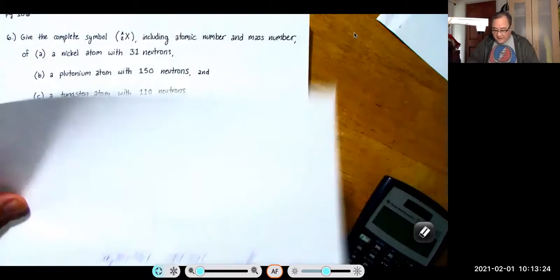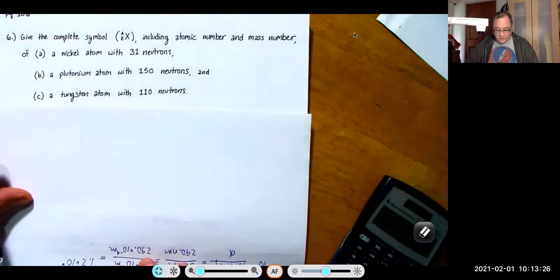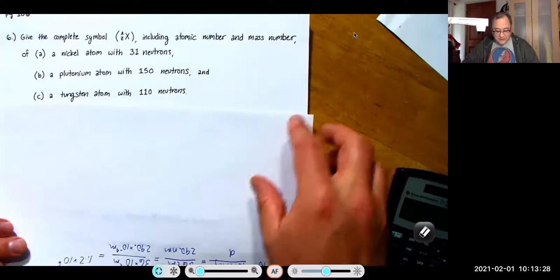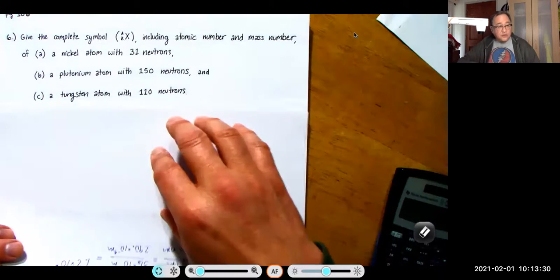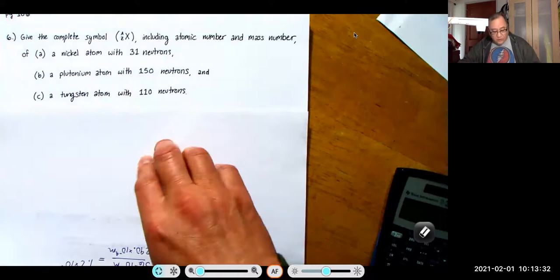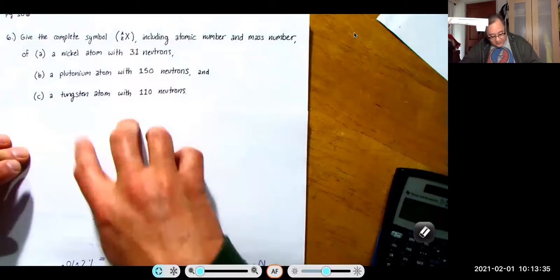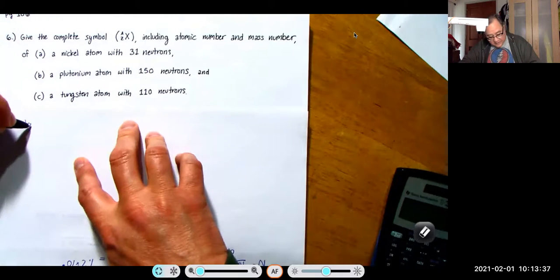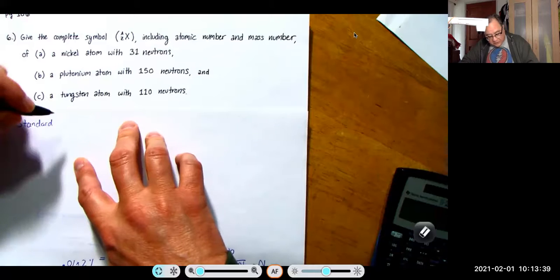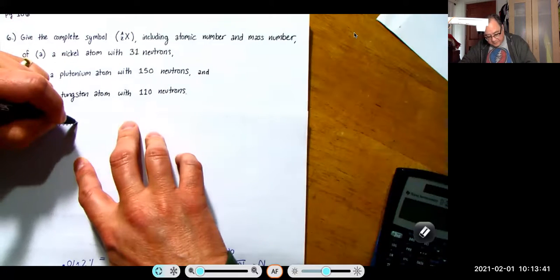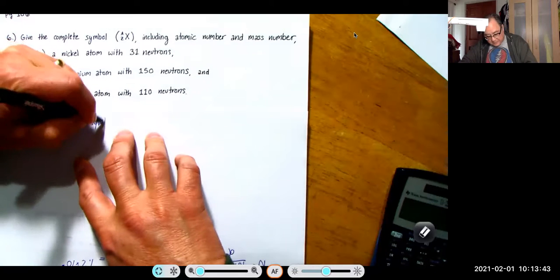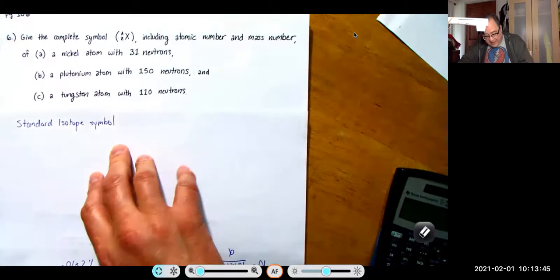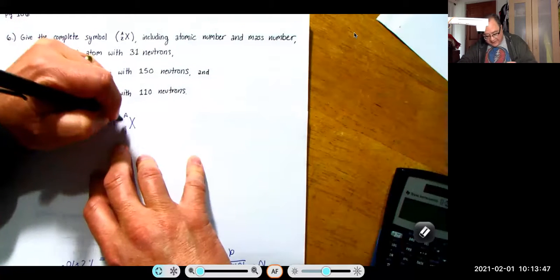Okay, give the complete symbol, including atomic number and mass number of a nickel atom with 31 neutrons. So we're going to learn about this. This is your standard isotope symbol. And I'm going to put X, A, Z.